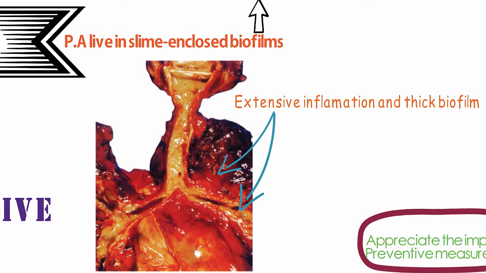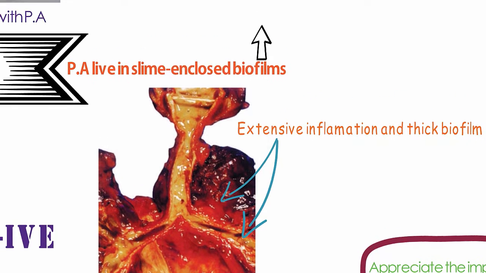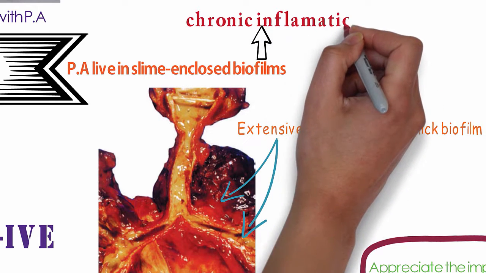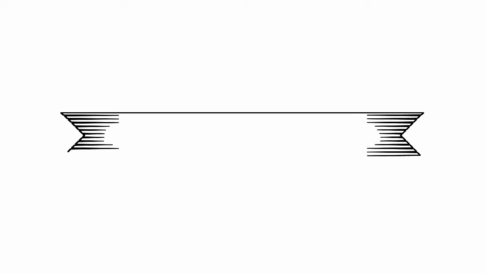This biofilm protects the Pseudomonas from antibodies, from phagocytes. That's why this biofilm allows Pseudomonas aeruginosa to survive well and replicate well, and cause chronic infection in patients with cystic fibrosis. Well, this is all about the bacteriology of Pseudomonas aeruginosa.